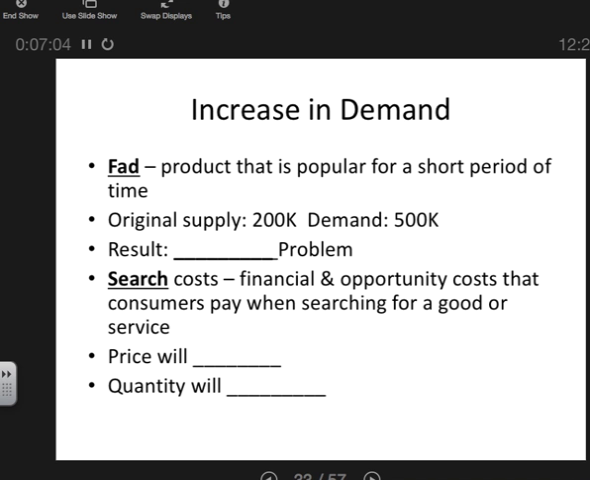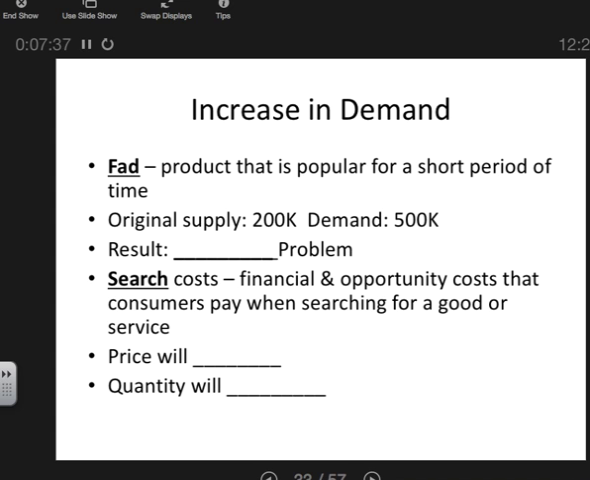All right, let's go to the other side. Let's go increase in demand. So again, whenever there's an increase, we're always moving to the right. Whenever there's a decrease, we move to the left. So whenever there's a demand, usually some sort of fad is the type of thing that gets these things generated to get things moving. And it's just a product or service that's popular for a short amount of time.